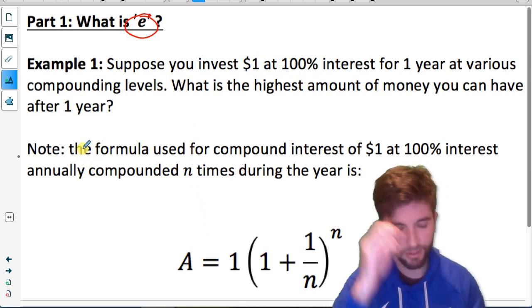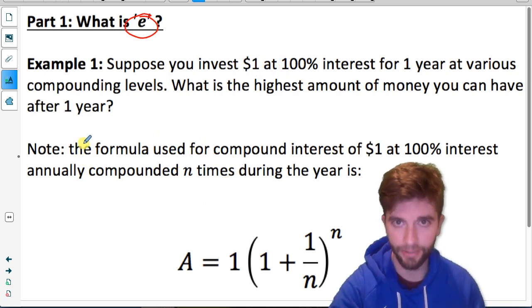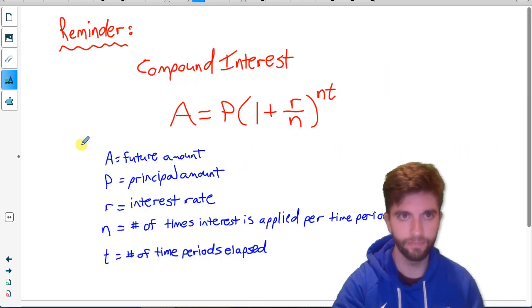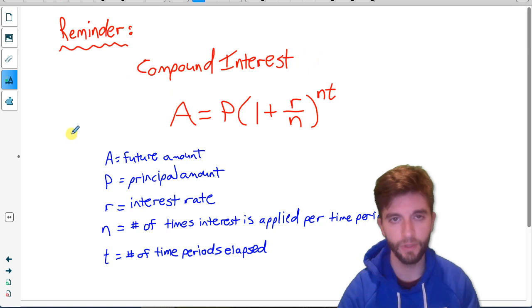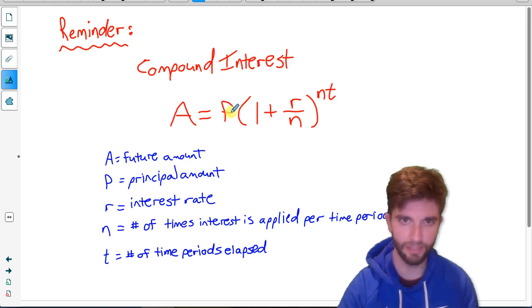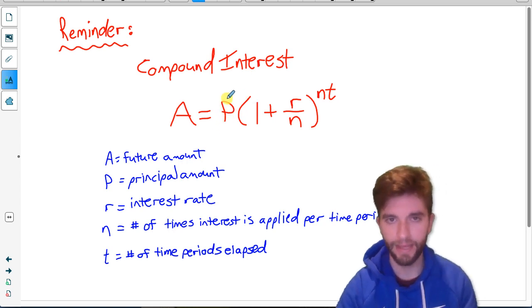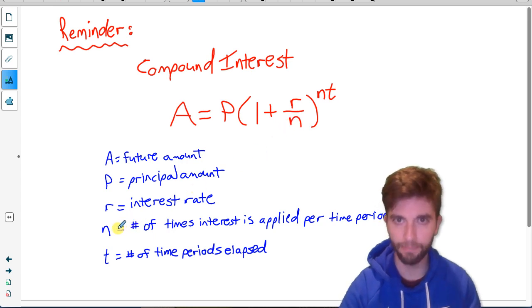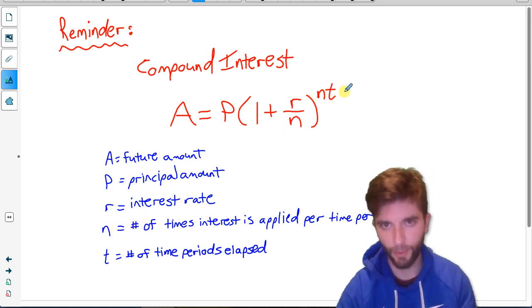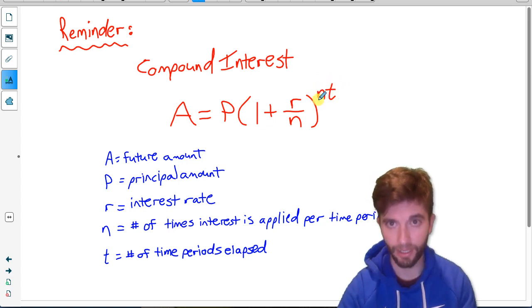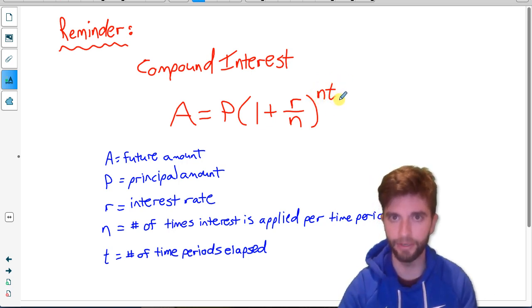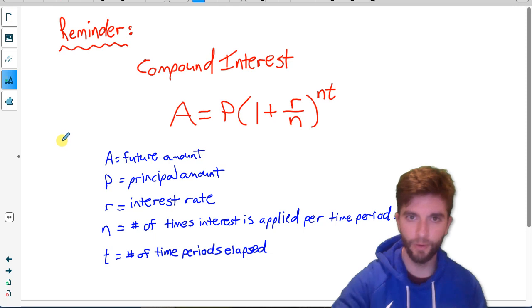So before we do this example, it would probably be beneficial for me to remind you about the compound interest formula that you learned about in the previous course. This is the compound interest formula. It has five variables where A is the future amount, P is the principal amount, which is the amount you invest at the beginning. That initial amount gets multiplied by 1 plus the interest rate, R, divided by the number of times that interest rate gets applied per time period, to the exponent of the number of times that interest rate gets applied per time period times the number of time periods. So this formula you should be familiar with, and we're going to use that for example one.